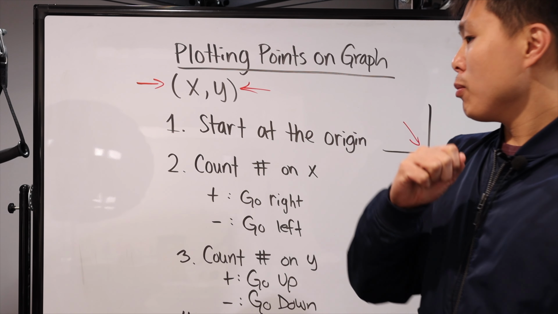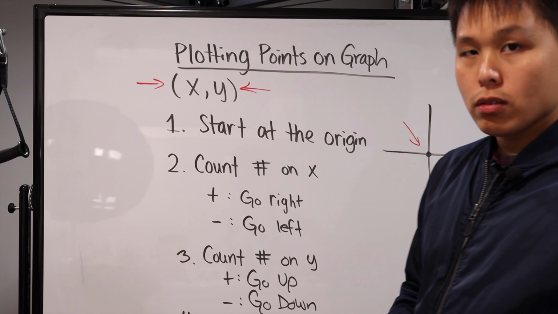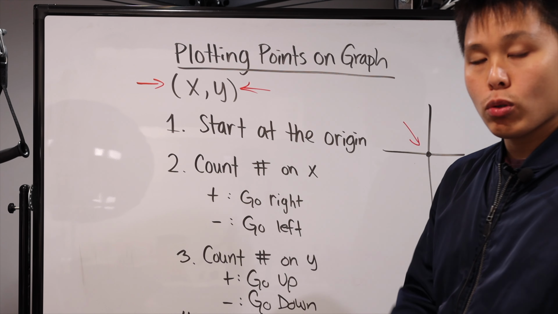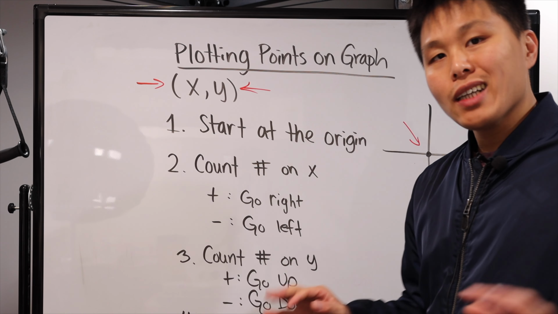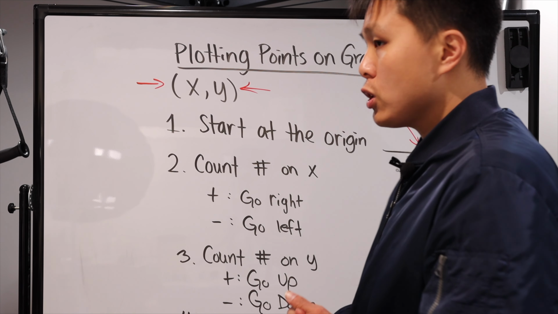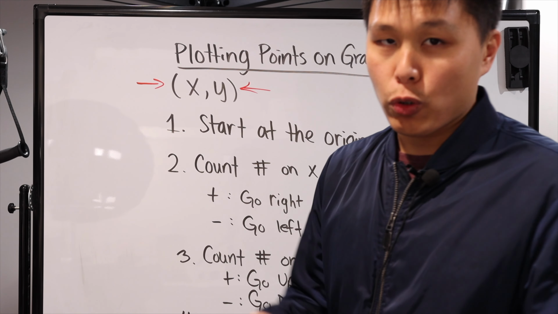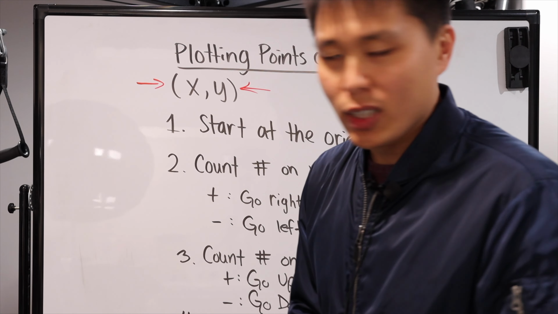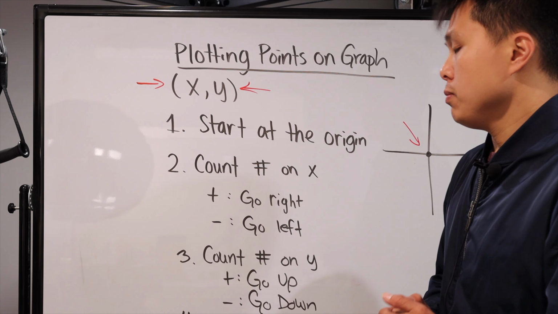So first and foremost, step number 1, you got to start at the origin. So no matter what, if you're plotting a point, always start at the origin. Don't start next to a specific point or using some other points as a starting point, unless the problem specifies it, which I've rarely seen except for specialized exercises to get you to understand directions. Normally just assume that you're going to start at the origin.